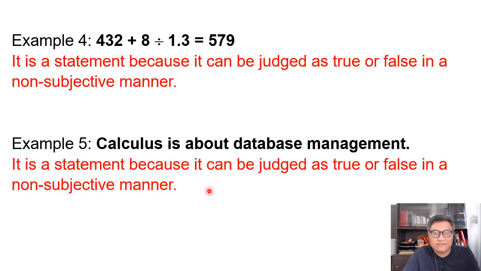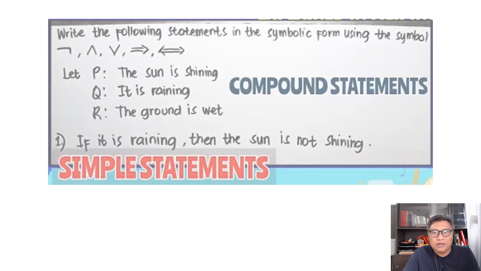Example number 5 is: calculus is about database management. This is a declarative sentence, and we know that calculus is not database management, so this makes it a false statement. So this sentence is a logical sentence, or a logical statement, in that matter.